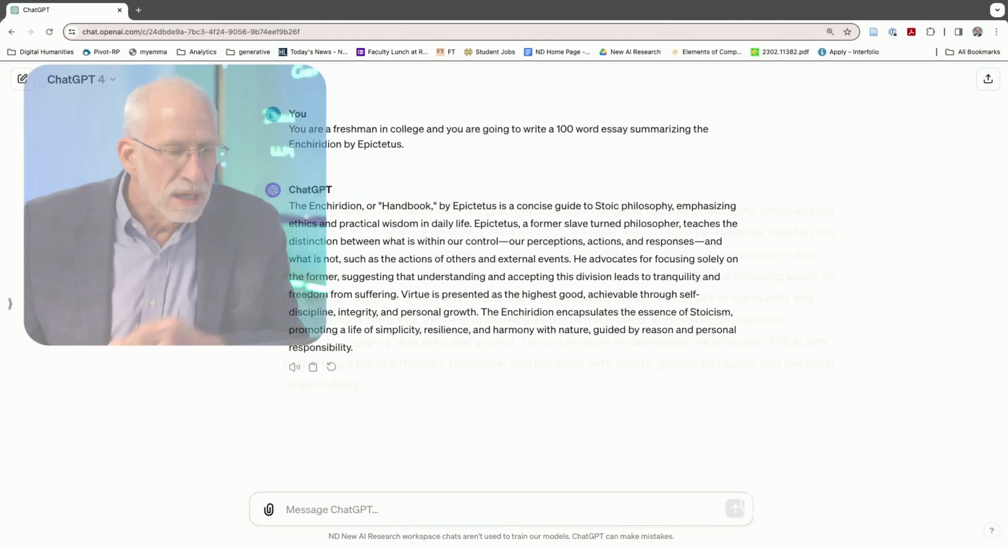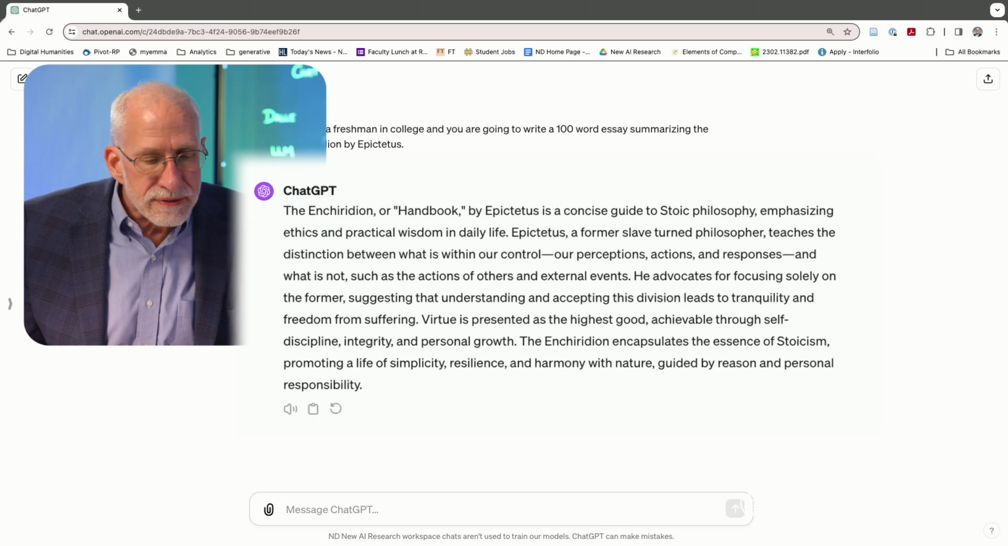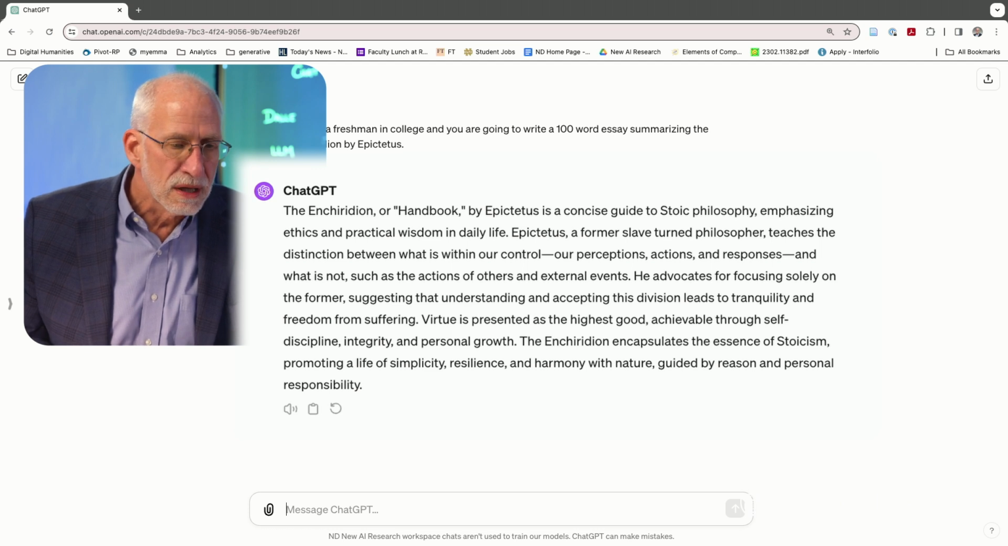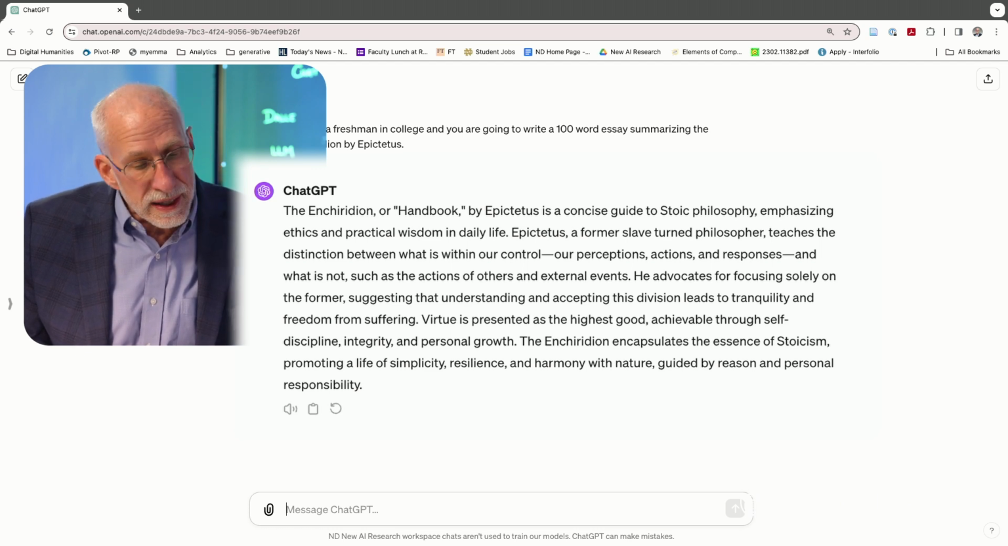So here we see, written as a college freshman, he advocates for focusing solely on the former, suggesting that understanding and accepting this division, the division between what's in our control and not, is achievable through self-discipline, integrity, and personal growth. Now, let's see what happens when we give ChatGPT the persona of a philosophy professor.